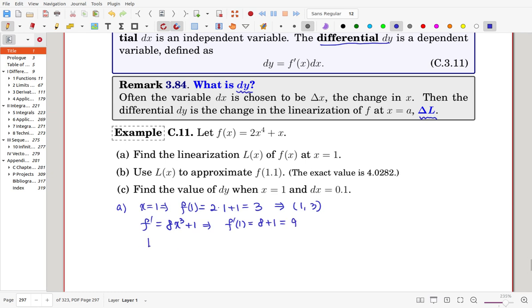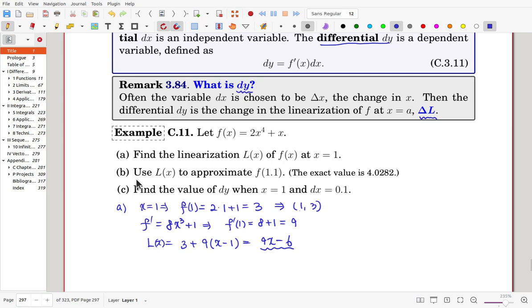So here L(x) is f(1), which is 3, plus f prime at 1, that is 9, times x minus a. In fact, we are using notation a, so x minus 1. We can rewrite this one in this way: 9x minus 9 plus 3, so that is 9x minus 6. Okay, that is the linearization.